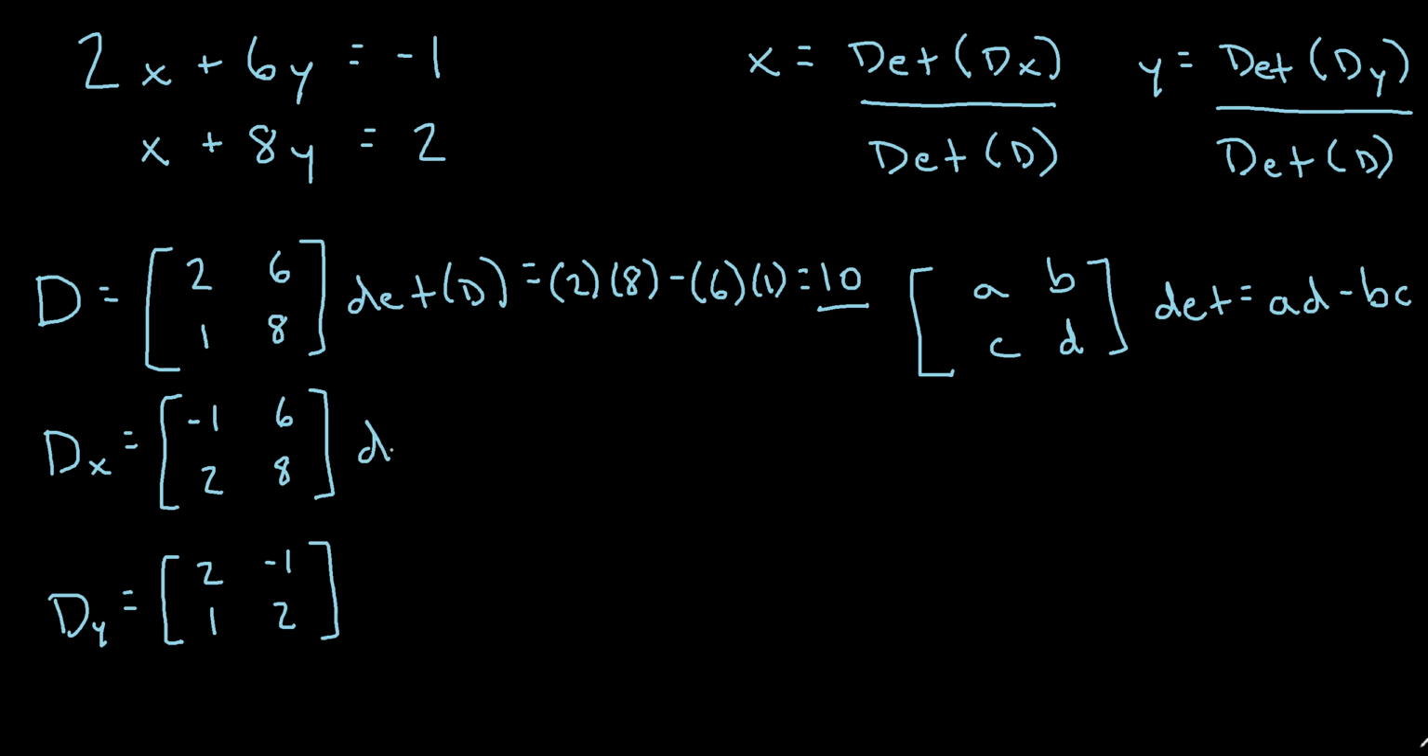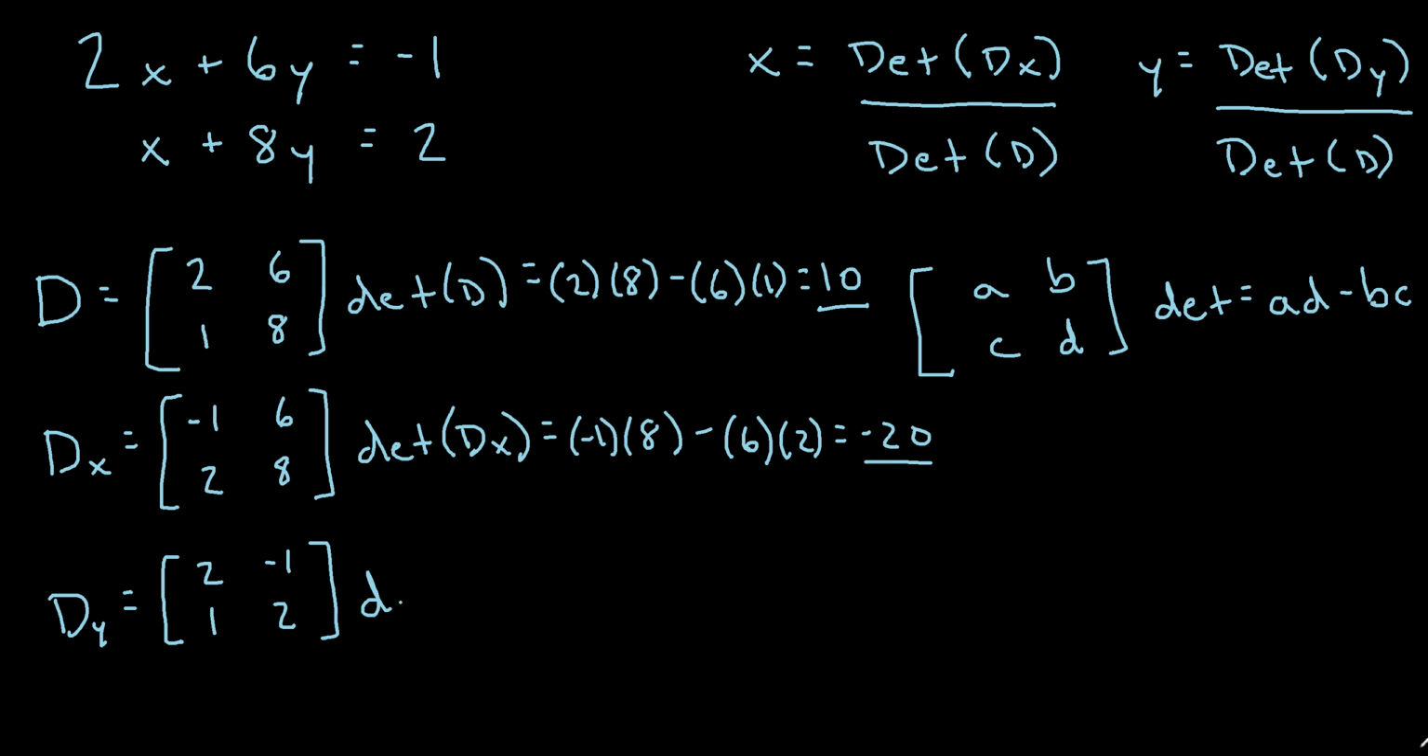Okay, the determinant of Dx we can calculate in a similar manner. So we have A times D, so -1 times 8, minus B times C, so 6 times 2. So we get -8 minus 12, that's -20. That's the determinant of Dx.